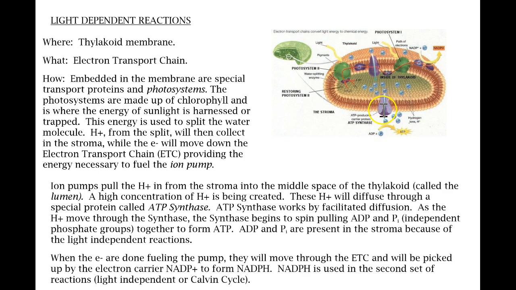When they do, it'll cause this ATP synthase to spin. It's going to spin around just kind of like a spoon stirs things. It's going to spin around, and if there's ADP and independent phosphate groups located in the stroma, it'll pull these two together with that stirring motion and make ATP. So we wind up getting NADPH and ATP.